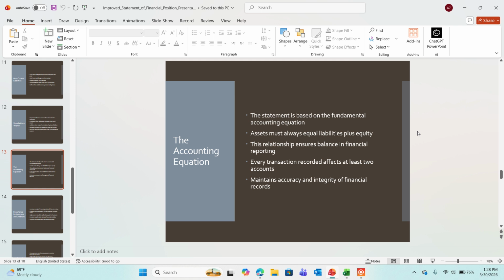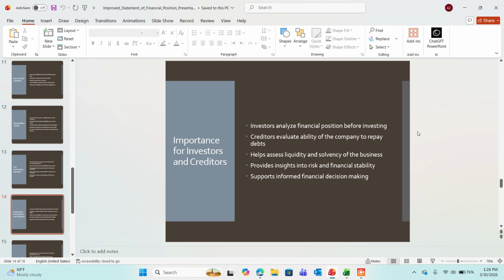The accounting equation. The foundation of the statement is the accounting equation. Assets equal liabilities plus equity. This equation ensures that the statement always balances. Every financial transaction affects at least two accounts, maintaining equality. For example, taking a loan increases both cash, an asset, and liabilities. Every transaction recorded affects at least two accounts, maintaining the accuracy and integrity of financial records.